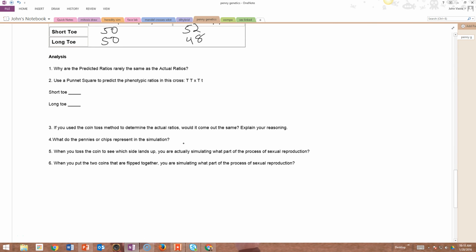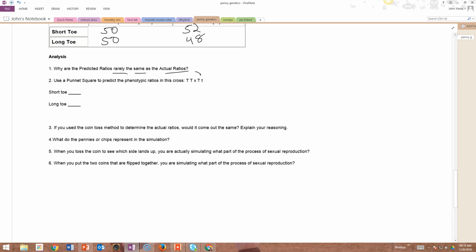And so your analysis, why do you think they are rarely the same as the actual? Because the predicted is just the possibility. Okay? The more times you flip a coin, the more likely it is to be what you actually predict.